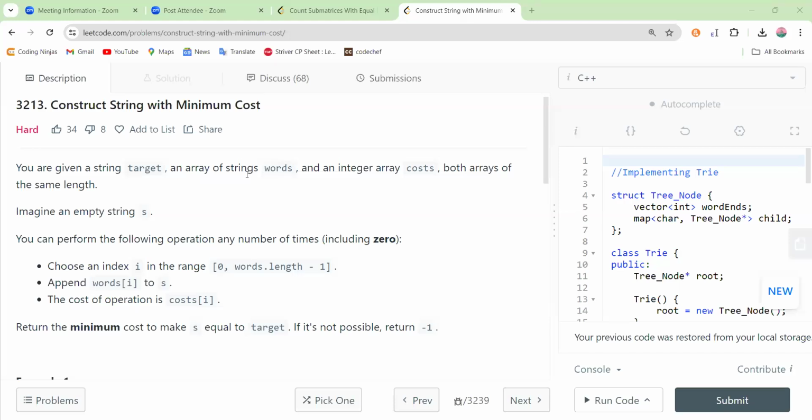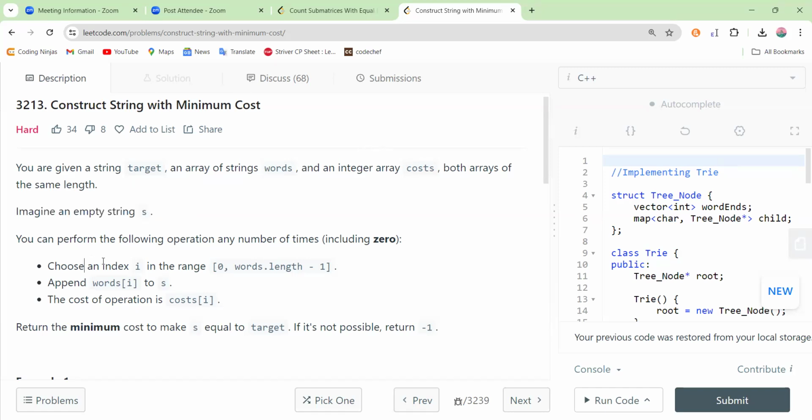So coming to the question, you are given a string target, an array of strings words, and an integer array cost, both arrays are of the same length. That is, the array of strings words and the integer array cost are of the same length. You have to imagine an empty string S. Now, what you can do is perform the following operation any number of times, including 0.